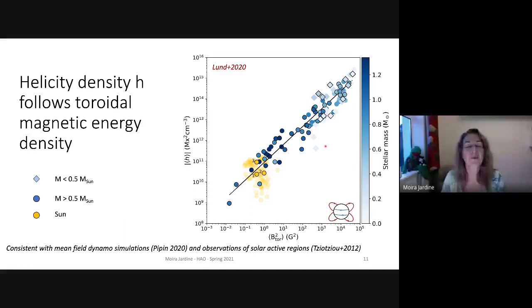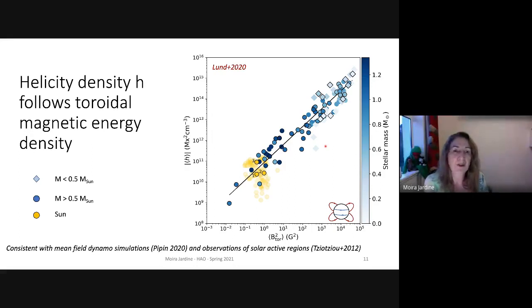So what do we find when we look at other stars? Well, we can't measure observationally the helicity of stellar magnetic fields because it's a volume integral and we don't observe the magnetic field throughout the volume. We only observe it at the surface of the star. But what we can evaluate is the helicity density. So that was the integrand of that integral I showed you a few pages ago.